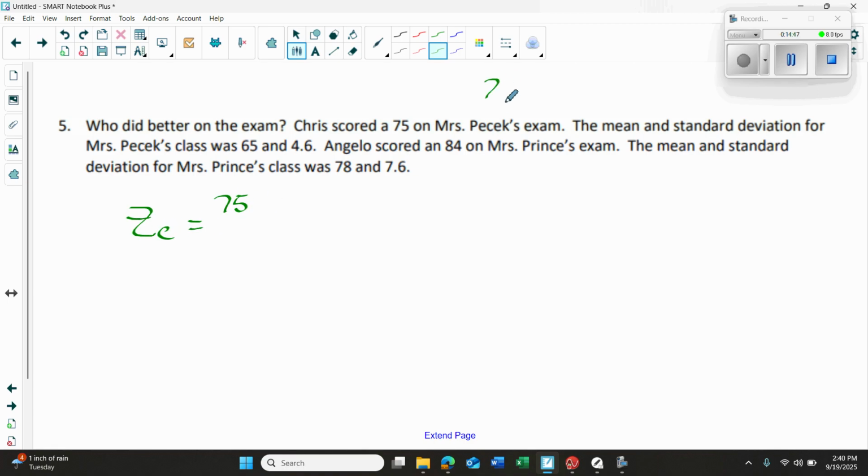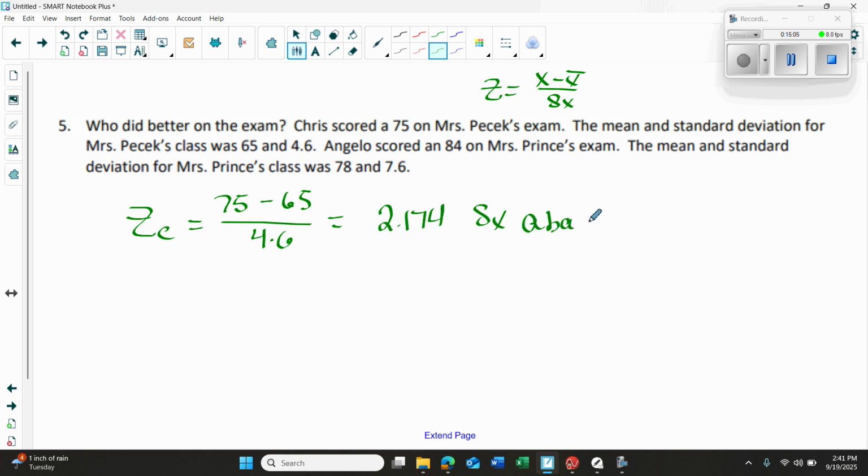Again, we're using this formula: X minus X bar, divided by the standard deviation. We're going to do 75 minus the mean, which was 65, and divide it by 4.8. If you put that in your calculator, you get a standard score of 2.174 standard deviations above X bar.